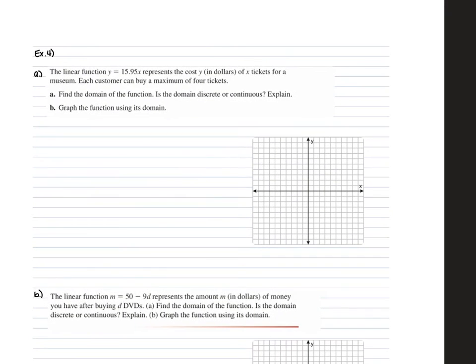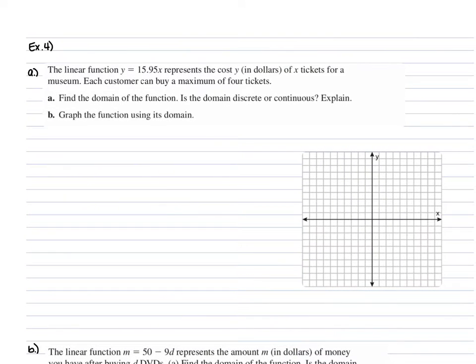If we look at example 4a, it tells us the linear function y is equal to 15.95x represents the cost y in dollars for x tickets for a museum. Each customer can buy a maximum of 4 tickets. Find the domain of the function. Is the domain discrete or continuous? Then graph using its domain. So with this one, it tells you that the function is y is equal to 15.95x, which represents the cost y of x tickets for a museum. Each customer can buy a maximum of 4 tickets.